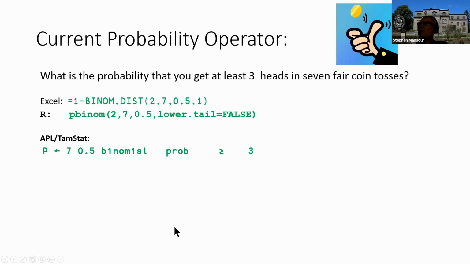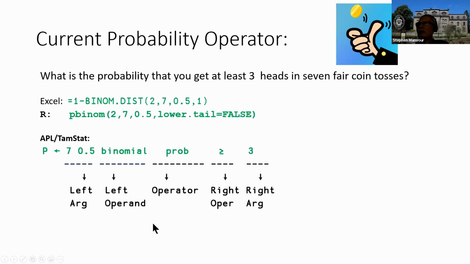But this fits in very nicely with Dyalog APL syntax, because we can make prob the operator, the left operand is the distribution, the right operand is the relational function, and then the parameters become the left argument, and the right argument is the number 3, which is what we're interested in. And of course, we can type enter P and get our probability, which is 0.77, so 77% of the time we will get at least 3 heads in 7 coin tosses. So that's the current probability operator syntax.